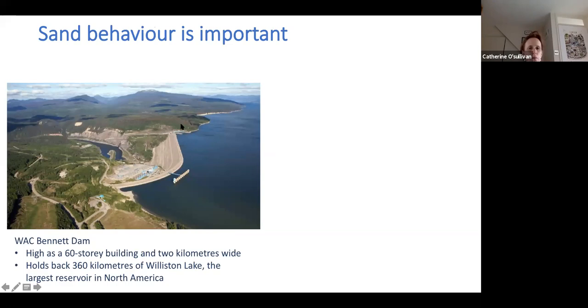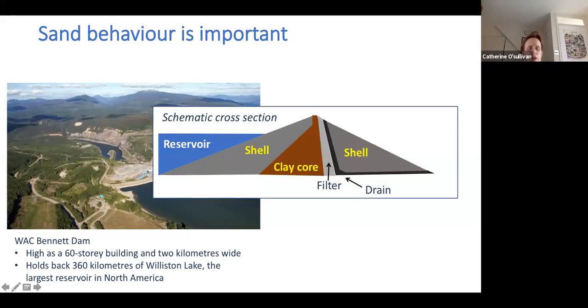So this is Bennett Dam in British Columbia. At the time it was constructed, I understand it was the largest embankment dam in the US, and it holds back the largest reservoir in North America. If it was to collapse, it would destroy a large number of towns, and it would cause havoc in British Columbia and Canada.